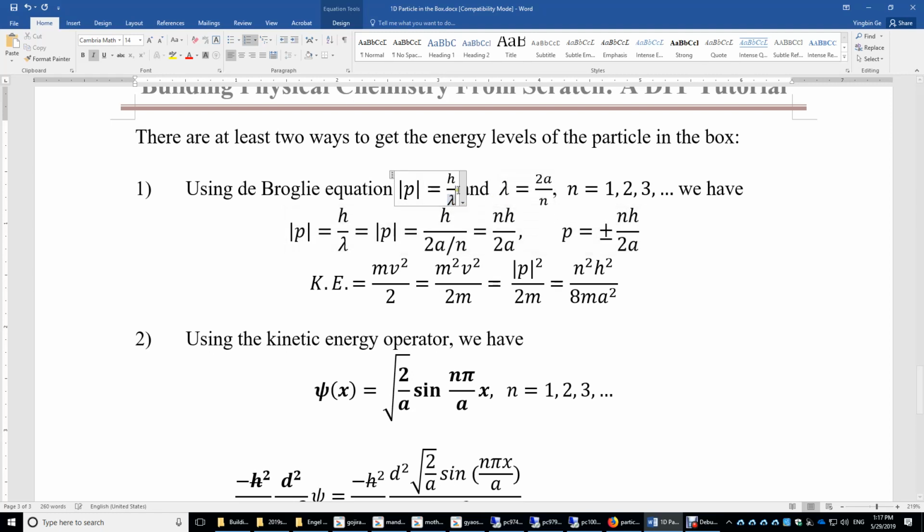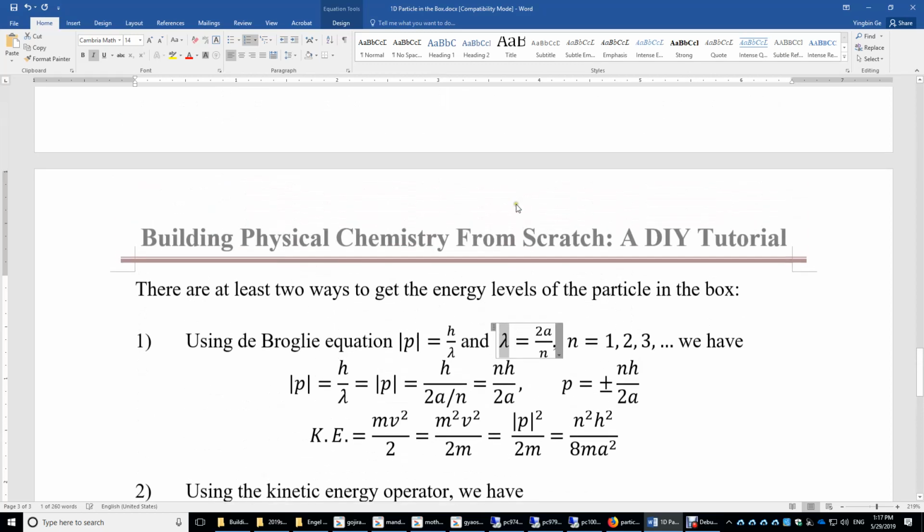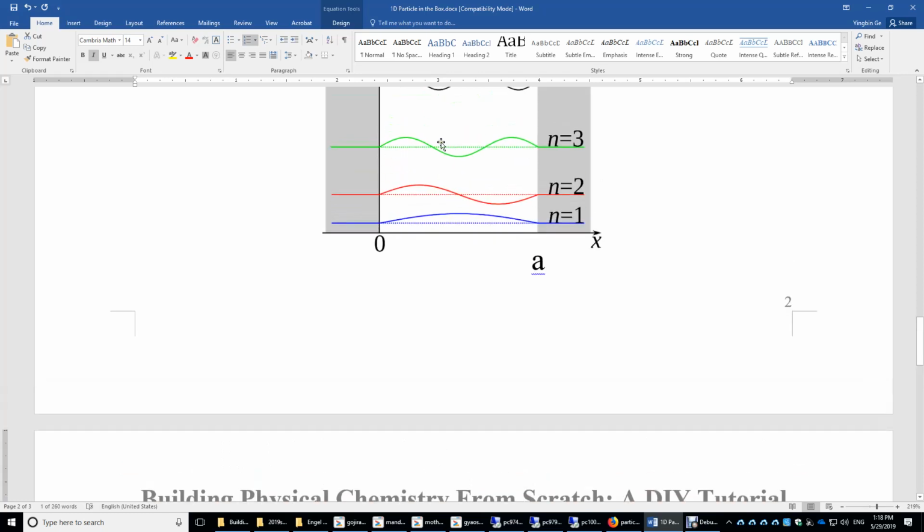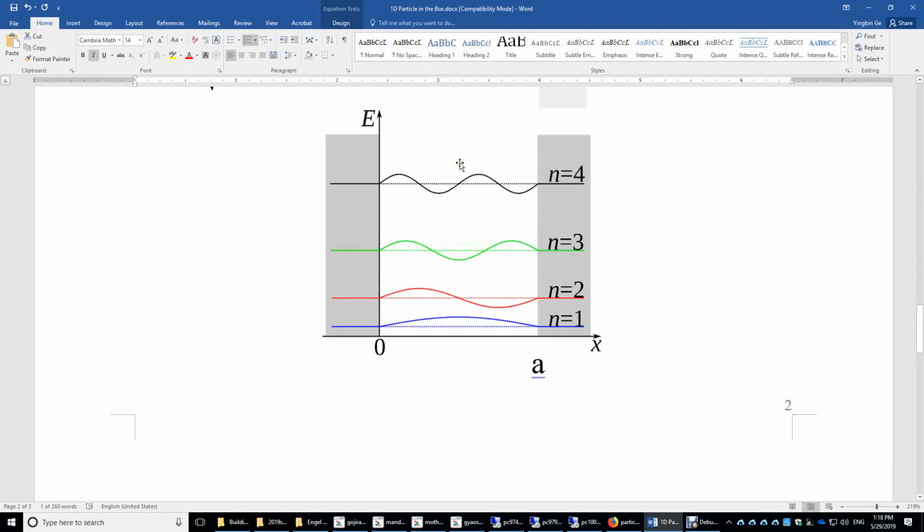And if you look at the previous picture, lambda, the wavelength of the particle, is equal to 2a divided by n. So if we look at this, n equals 1, this is just 1/2 of lambda. Okay, this is 1/2 of the lambda. So 1/2 of lambda is equal to a, and then lambda equals 2a. And over here, this is 1 lambda, 1 wavelength. So when n equals 2, we are observing the entire wavelength, lambda equals a. And over here, this is the wavelength. The wavelength is 2/3 of a, and over here the wavelength is 2/4 of a.